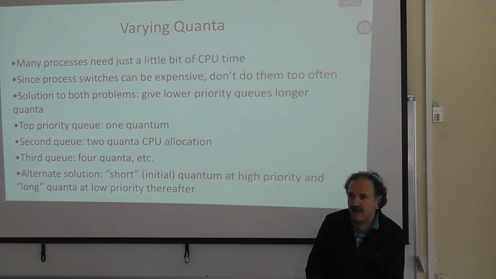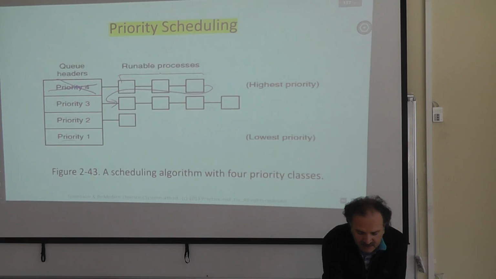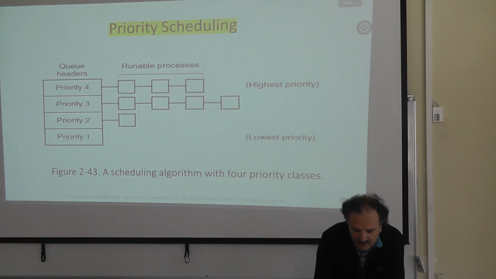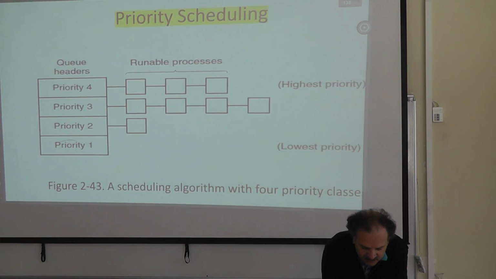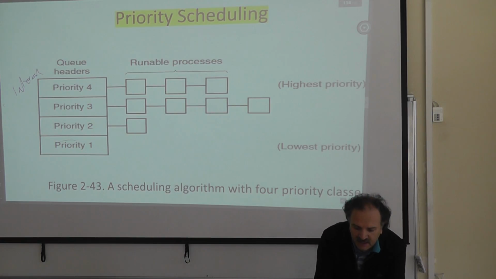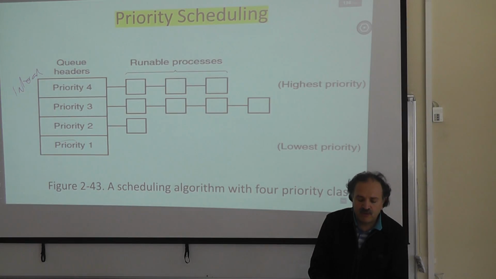So for the higher priority jobs, who are the higher priority jobs? Those are the interactive jobs. They have a very small quantum. Let's say these are interactive processes, and I run a round robin between these 3. Their quantum time is very small, just 1 quantum.